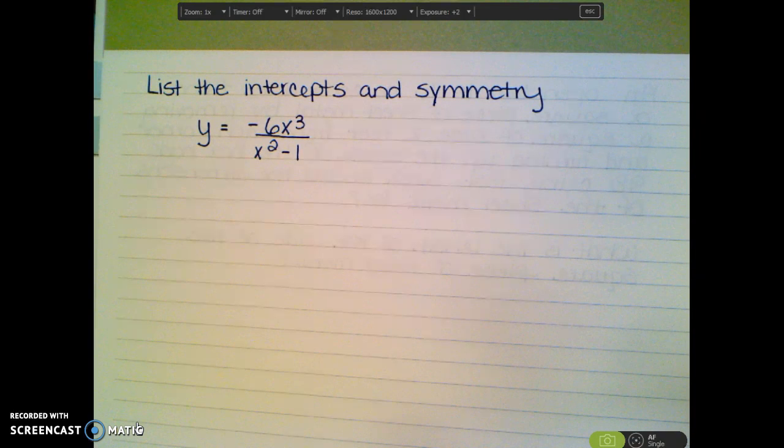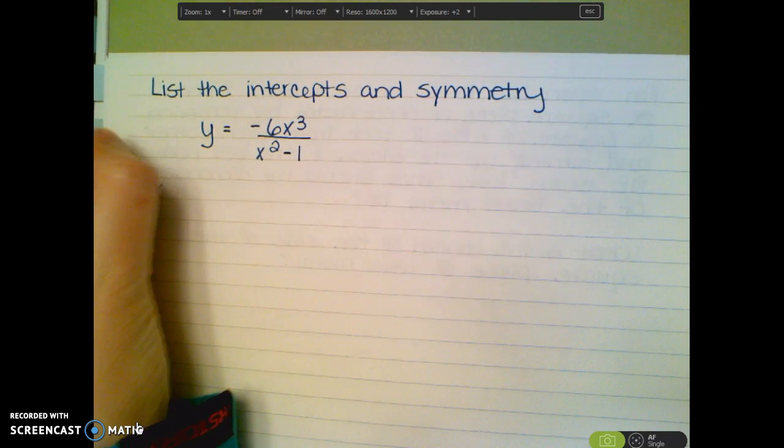This video is to help find the intercepts of a given equation and to test for symmetry for the given equation. Okay. So the first thing we're going to do is test for the intercepts, and we'll start with the x-intercept.